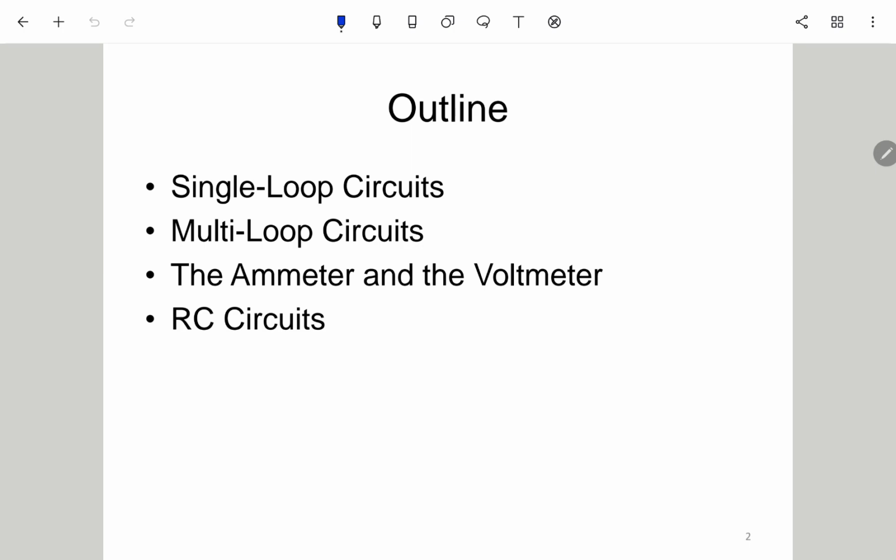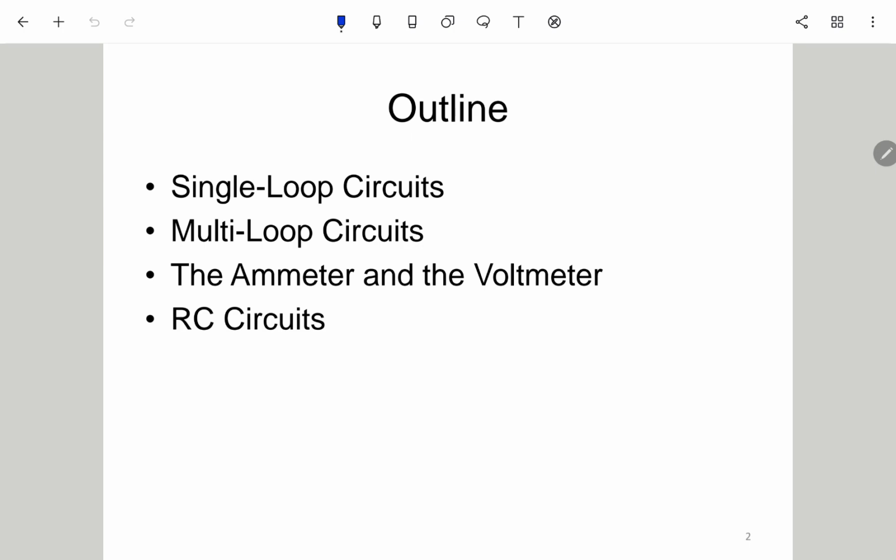I think it's more or less Ohm's law and something like parallel resistance. Then we'll talk about the ammeter and voltmeter. Although you already used the ammeter and voltmeter in the lab section, we will slightly talk about the characteristics of an ammeter or a voltmeter.